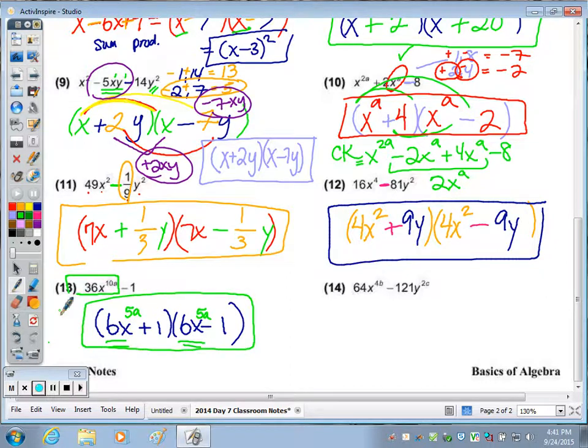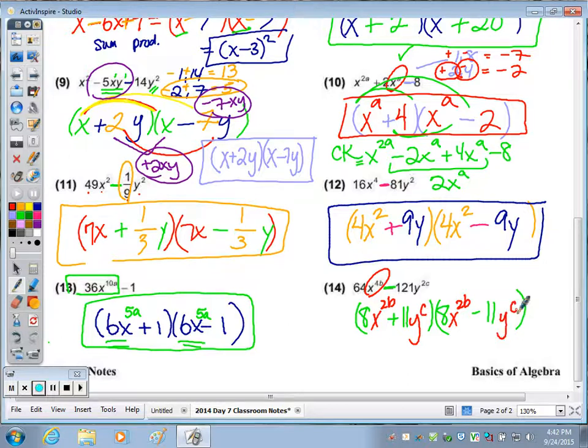Applying that here, again, there is no GCF. It is the difference of two perfect squares. 8 times 8 is 64. And at the end, 11 times 11 is 121. Sign, one of them is going to be plus, one of them is going to be minus. So to get the x to the 4b, that's going to be x to the 2b, because 2b plus 2b is 4b. We keep the base x. And then it's going to be y to the c to get 2c, because c plus c is 2c. So those are the factors there.